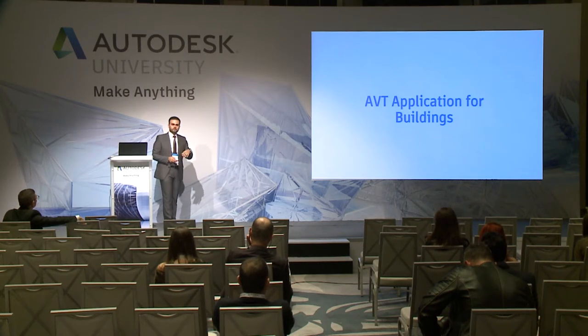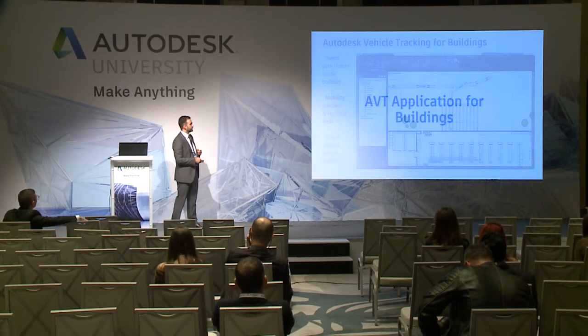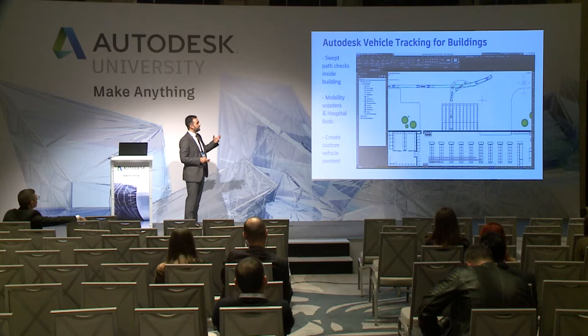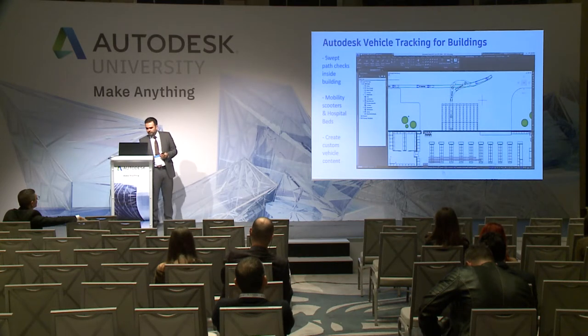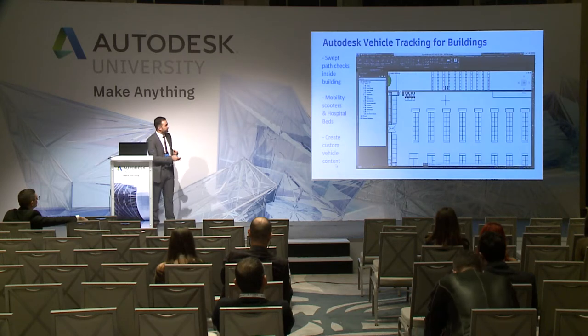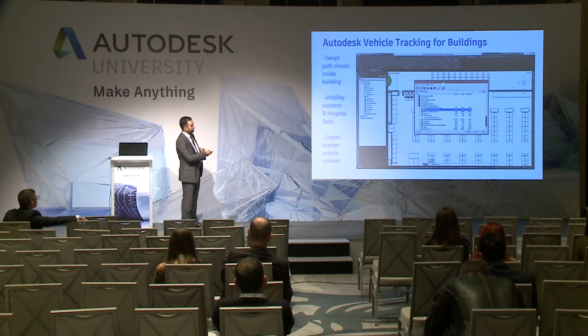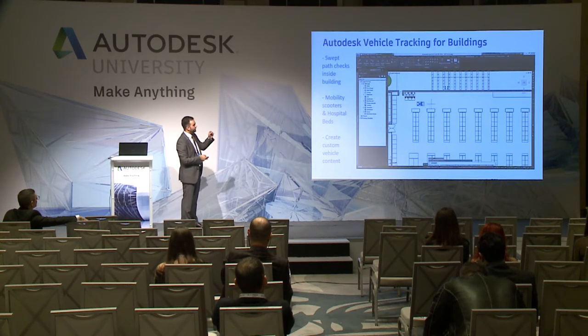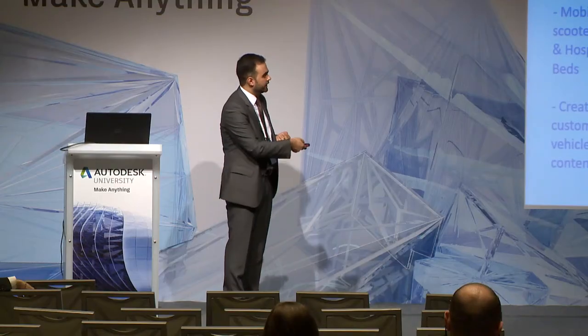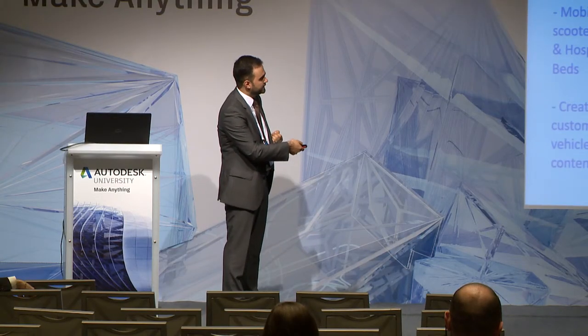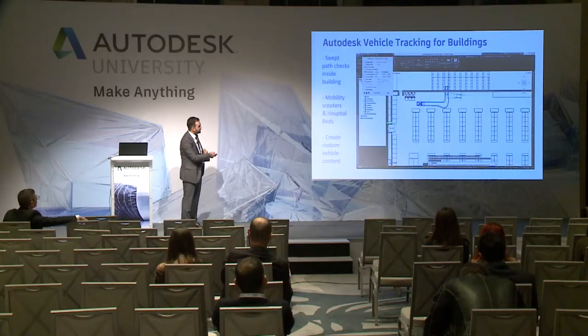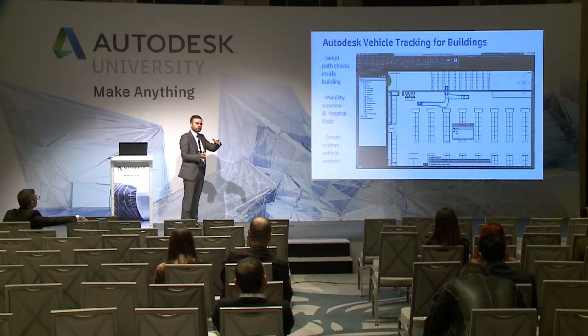Let's see for buildings, and I think my colleague Salvatore already covered this. So there are many uses for vehicle tracking inside of buildings. Here is a loading bay, so suppose like a big storage area. You have the trucks, you can check for the possibility of the trucks going backwards and unloading stuff. Not only that, we have also the vehicles, the forklifts, that pick those containers and place them on the storage shelves. You can check for the maneuverability of those vehicles within your storage area or storage building.